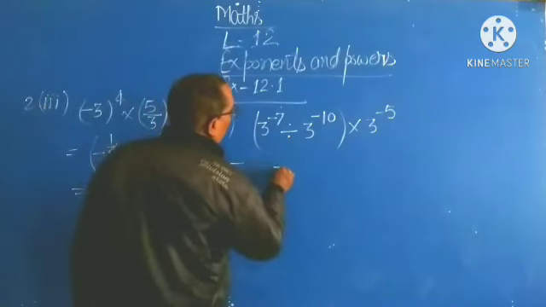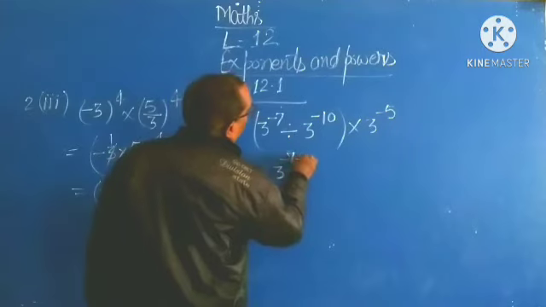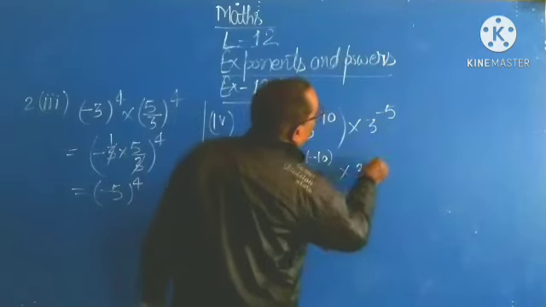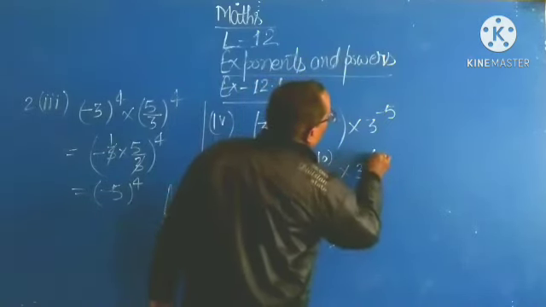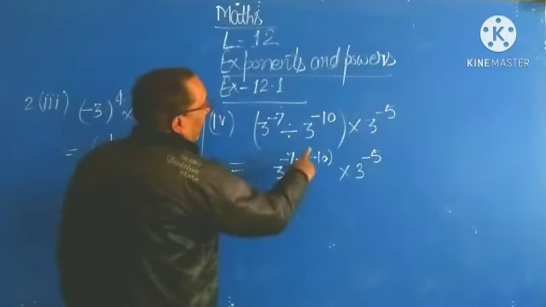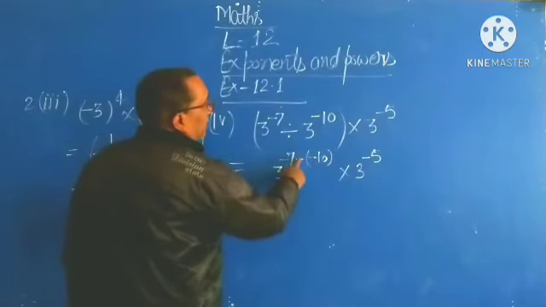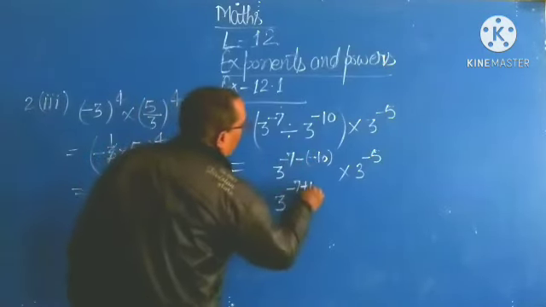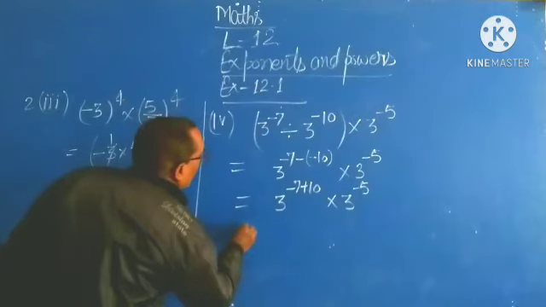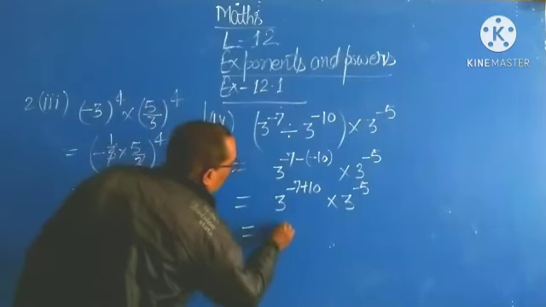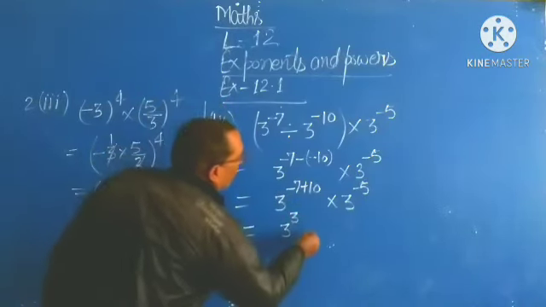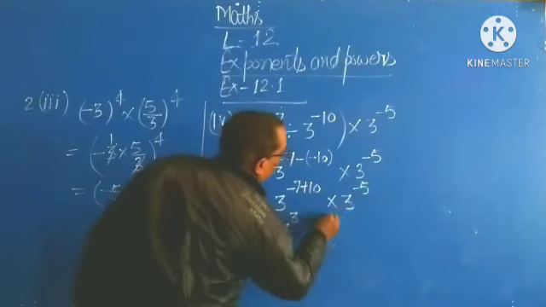You write down 3 raised to power minus 7 minus minus 10. Then you write 3, carry this 3 raised to power minus 5. You get 3 raised to power minus 7, and when you open this bracket you get minus 7 plus 10. Minus 7 plus 10 into 3 raised to power minus 5. When you simplify this expression you get 3 raised to power 3. 10 minus 7, that is 3, and 3 raised to power minus 5.